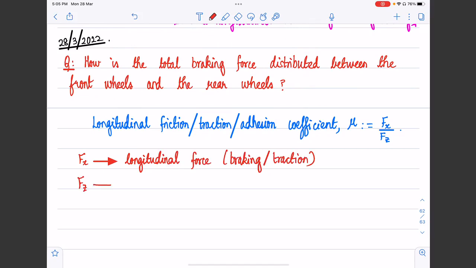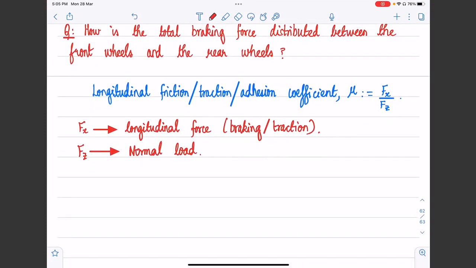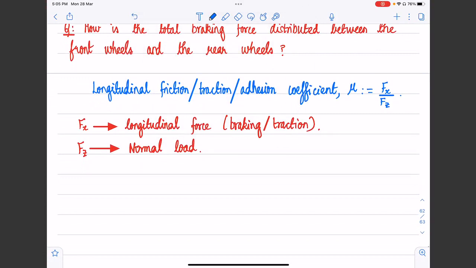And Fz is what we have been calling Wf and Wr. The only thing is that we are using a different symbol here for Fz. So Fz is the normal load acting on the tire-road interface. So why are we studying this, and what is the relationship between what we are studying and these terms?